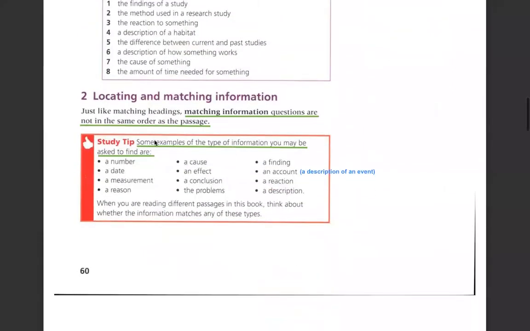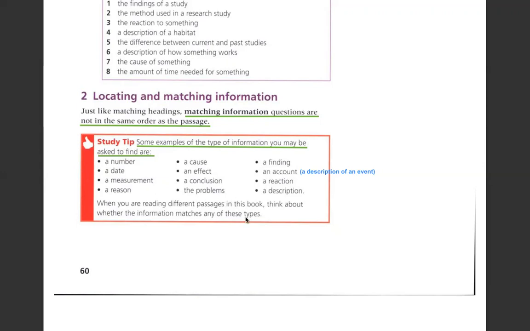So here's some other types of information that you may be asked to find for matching information questions. You may have to look for things like a number for how long something takes, a date, a measurement, a reason, a cause and effect, a conclusion, the problems, a finding, an account. So an account is a description of an event. If you don't know what this means, please write it down. Remember it. We may be looking for a reaction or a description of something. So as well as these, here's a list of some other things you may be asked to find.